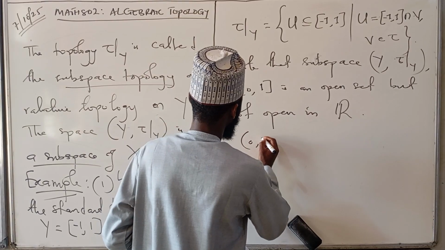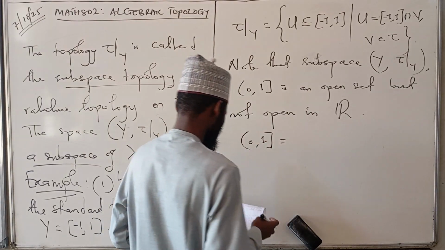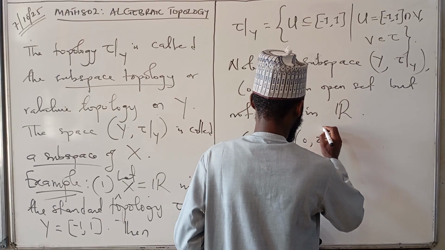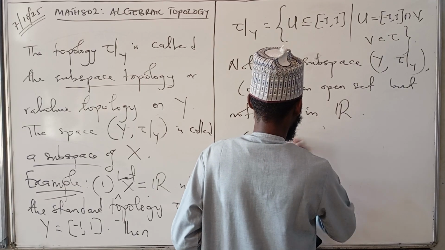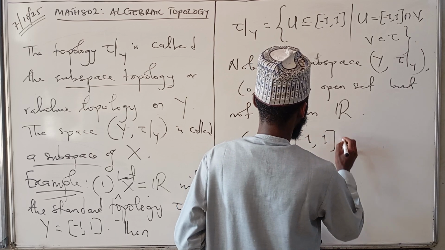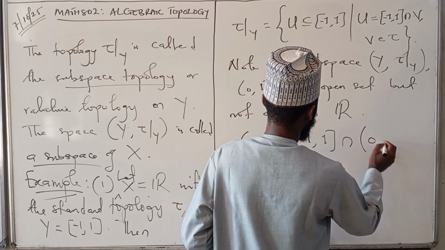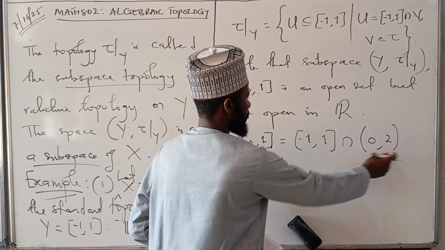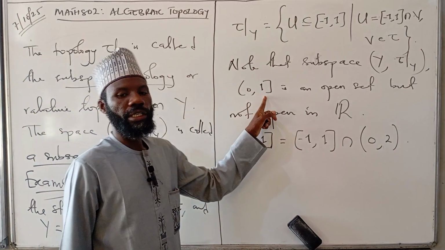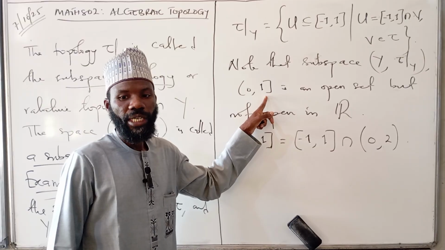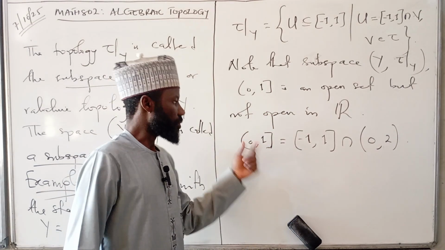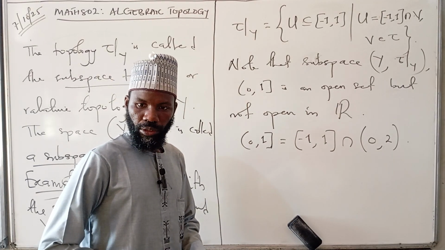This is because 0, 1 can be written as the intersection of minus 1, 1 with 0, 2. See, this is an open set in tau. But we know clearly that this thing is not in tau. It's not an open set in R. Are you following? It's not open in R, but it is open in the subspace topology.